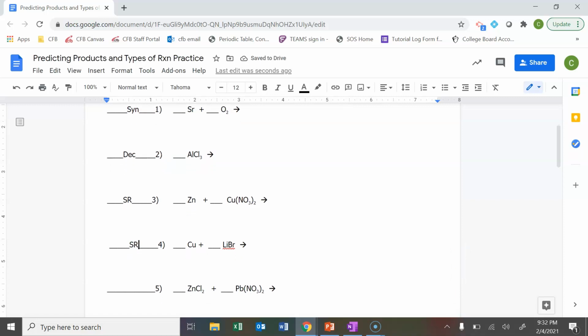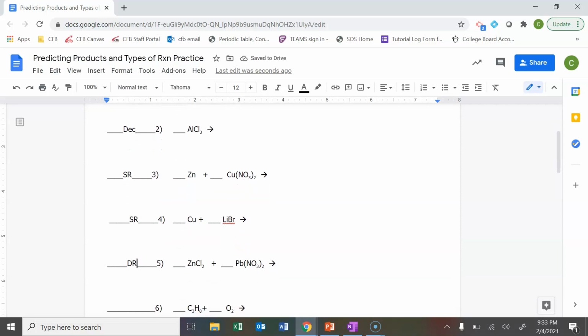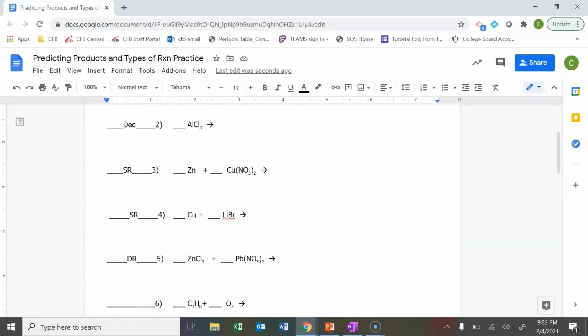This one here is a compound and another compound. If you've got two compounds on the reactant side, that's going to be double replacement. That was the wrong letter, sorry. It's double replacement. And then I have CxHy and O2. That's a combustion reaction, which we represent with comb in this exercise.